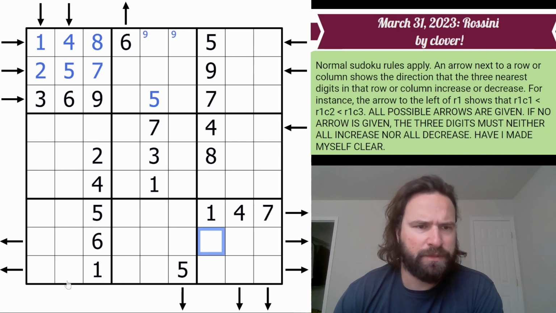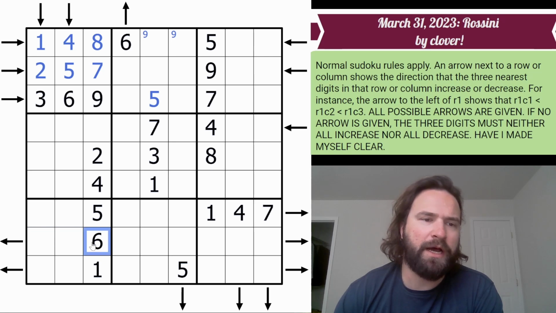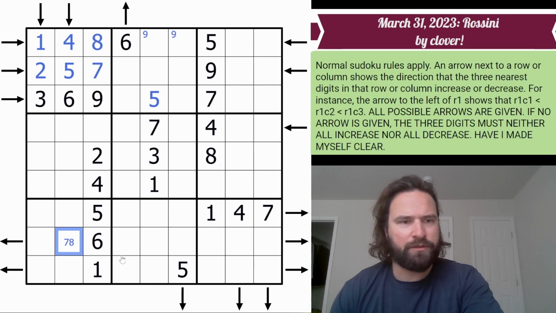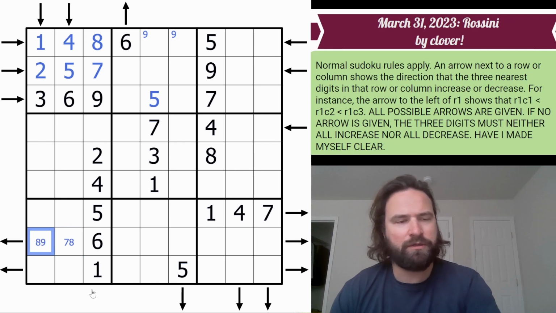Okay. Any other interesting numbers? Ooh, okay. 6 is pretty high. So these numbers have to go up from this 6. So this has to be 7. This has to be 7 or 8. This has to be 8 or 9. 7 or 8, 8 or 9. I don't think there's anything settling that, but those are the only things that these can be.